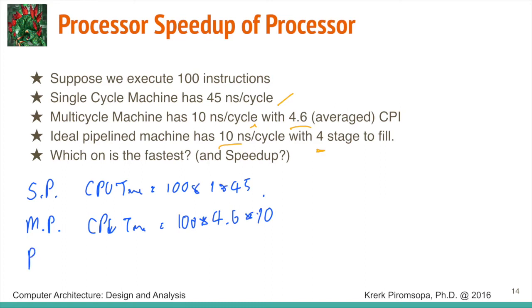And for our pipeline processor, we would get CPU time equal to 100 times 1 times 10. Well, if you want it to be exact, we have to add 4 cycles for the pipeline filling. All right, let me quickly rewrite this again. It would be 4 plus 100 minus 1 times 1, altogether multiplied by 10.